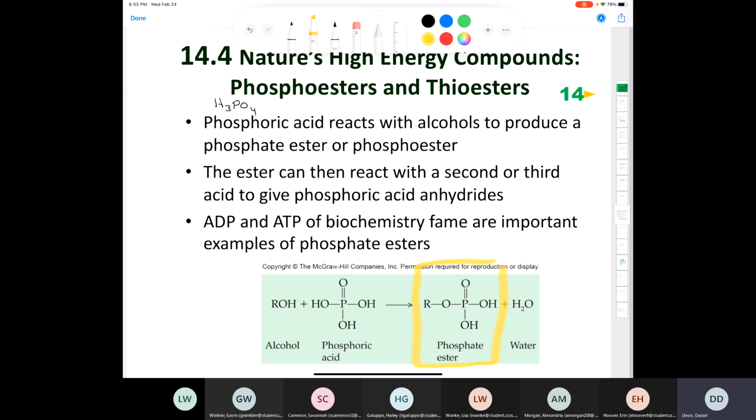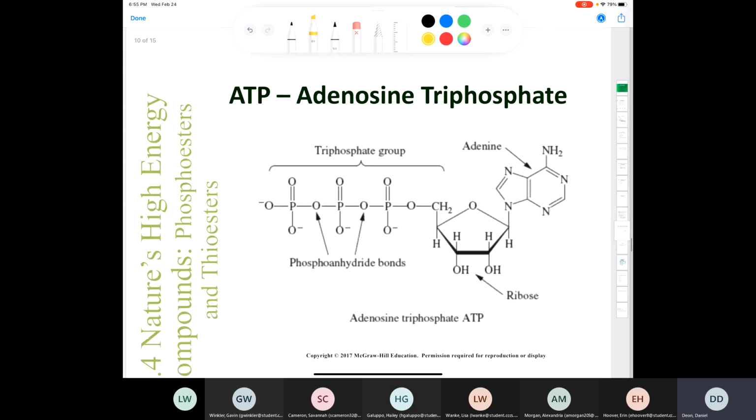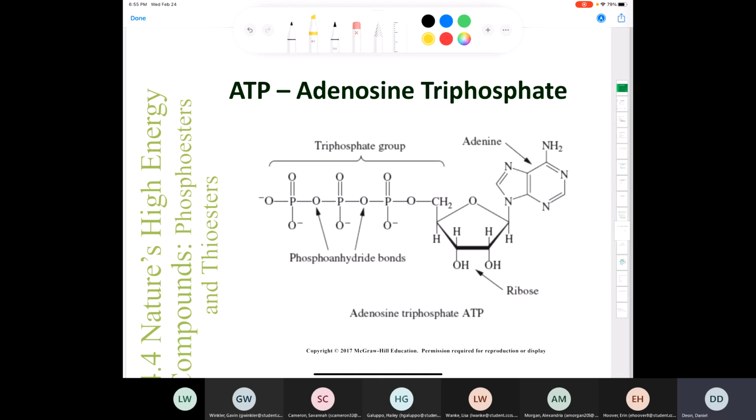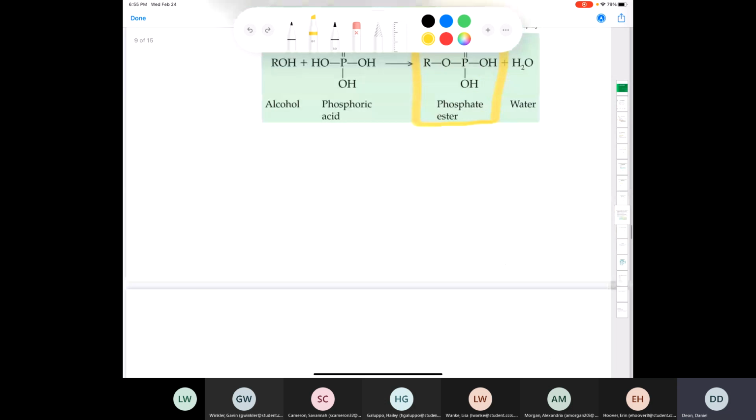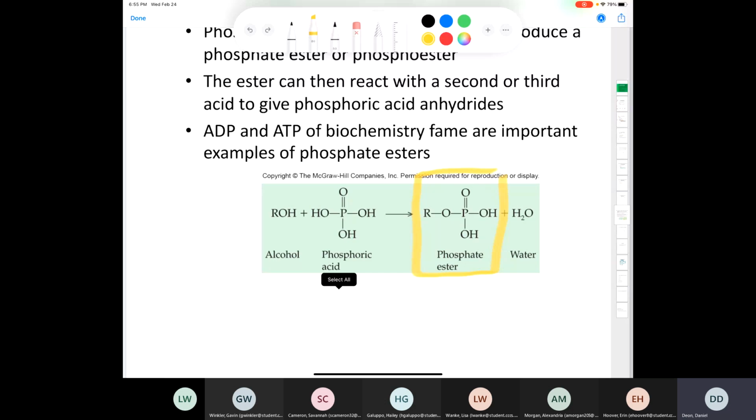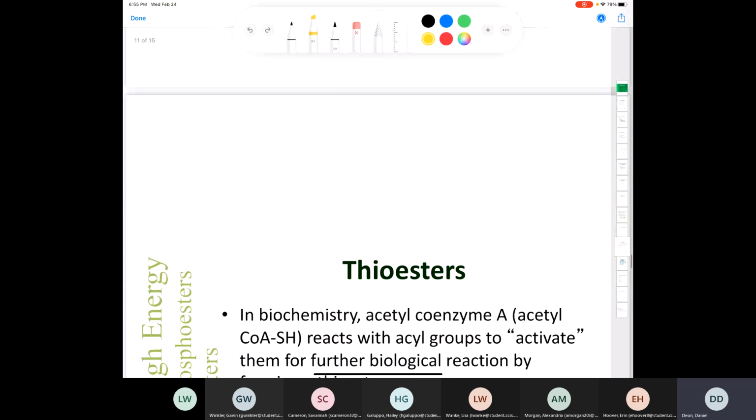Then that phosphoester can react with a second or third acid to give phosphoric acid anhydrides. You've probably heard of adenosine diphosphate and adenosine triphosphate, ADP and ATP, from biochemistry, and these are examples of phosphate esters. Here's the whole structure of ATP, which is what we call the cellular energy currency in the body. You can see that we have some phosphoanhydride bonds, and we also have a phosphoester bond in there too. But again, all I'll ask you to be able to recognize is a phosphate ester. That will be good enough for me for the next quiz.